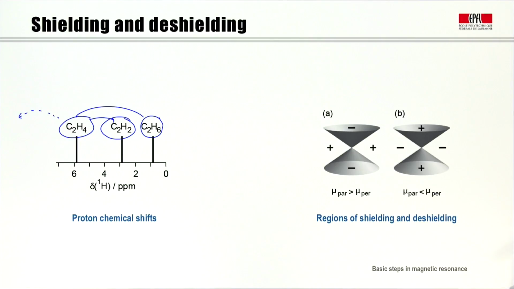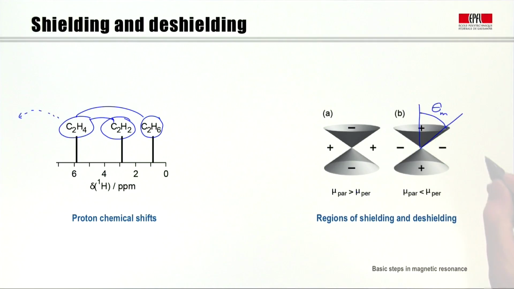Such things can be represented in terms of regions of shielding and deshielding, so we can distinguish such cases where the paramagnetic dipole for the parallel position is larger than the dipole for the perpendicular position, in which case we get a distribution of fields like this, or the opposite case where, of course, we have opposite signs. Notice that these are drawn on these cones, and in fact these cones are schematic representations of tensors, and they look a bit like orbitals, and you may notice that the angle subtended by these cones is this angle here.